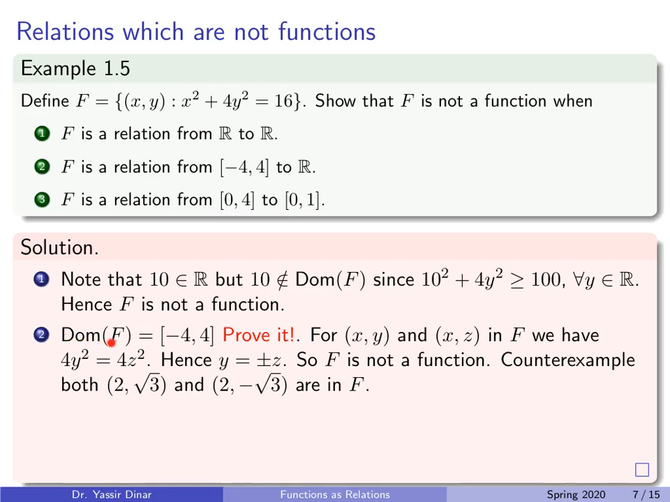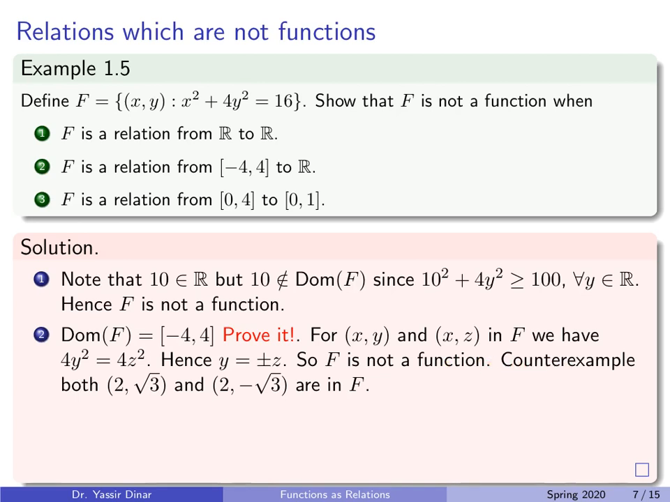For the second one, the domain of f is the interval from -4 to 4, and we can prove it, but I will not prove it here. Now we take two pairs (x,y) and (x,z) in the relation f. They have the same first coordinates x, but the second coordinates can be different, and we call them y and z. Now since they are in the relation f, we have 4y squared equal to 4z squared. But that means, after cancellation, that y can be plus or minus z. They may not be equal. So f is not a function.